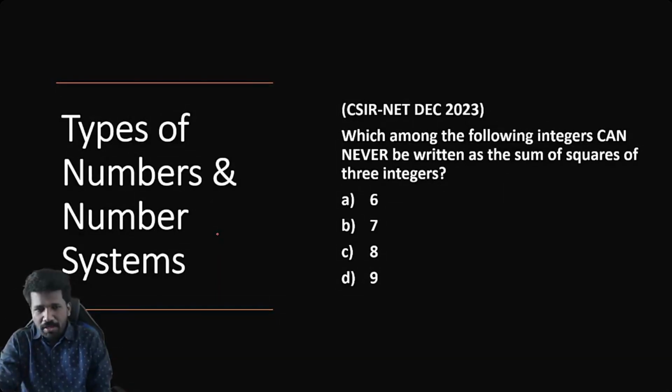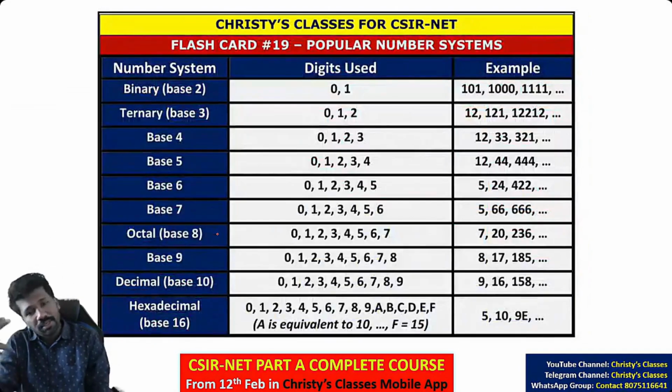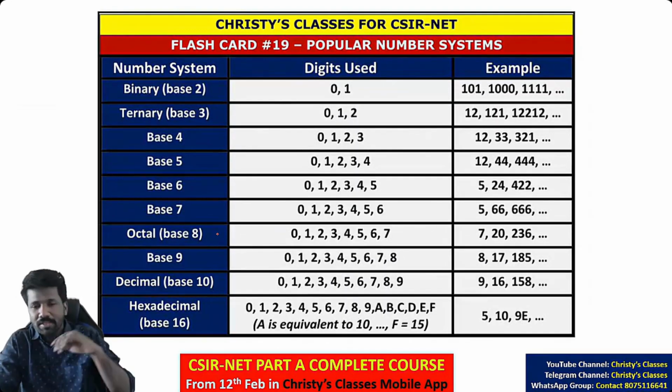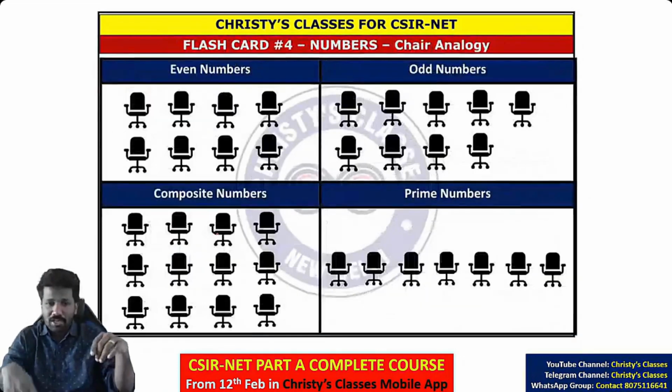So types of numbers and number system. Types of numbers means number system, binary, ternary, ये type, ये number system के बारे में भी पूछा है. Number of questions from that type is less, but it was asked. Conversion of number system का भी पूछा है. We will discuss about that when we discuss about place values. And then types of numbers, natural number, whole number, integer, rational, etc.